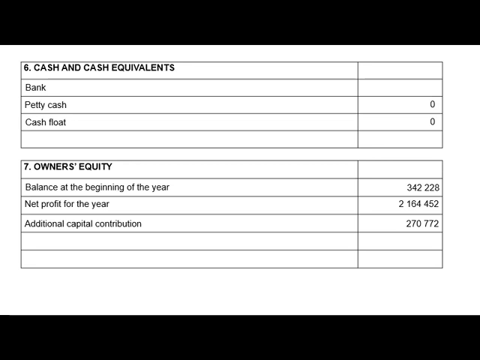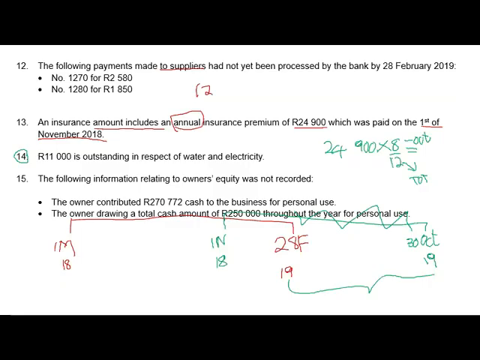Last one, plus I'm hungry and want to go home. We've got the owner drawing. Well, the owner basically took cash drawings, a total, I don't know why they say the owner drawing, a total amounting to 250,000 throughout the year for personal use.